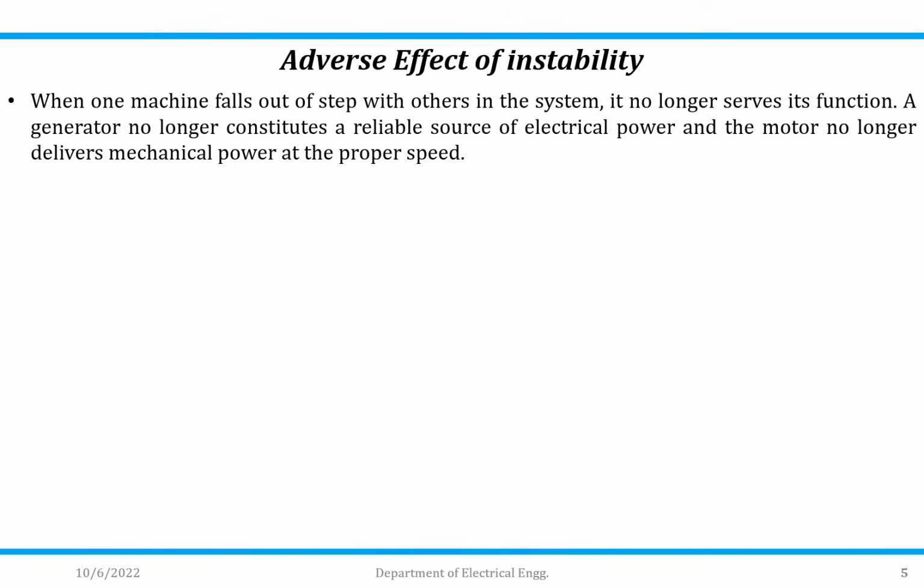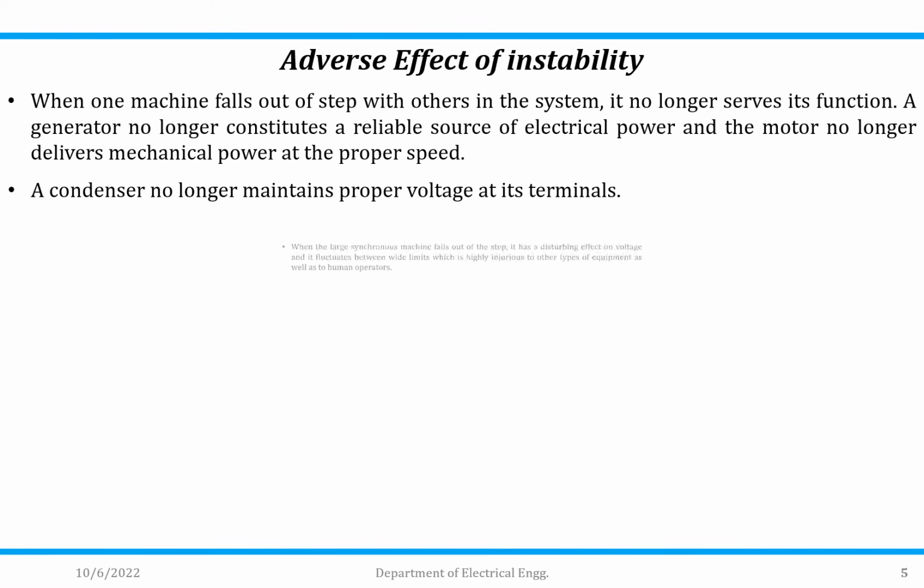What are the adverse effects of instability? Whenever any one machine falls out of step with others in the system, it no longer serves its function. A generator no longer constitutes a reliable source of electrical power, and a motor no longer delivers any kind of mechanical power at a proper speed. A condenser no longer maintains a proper voltage at its terminals.